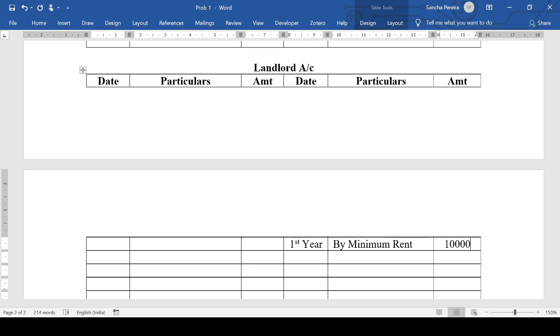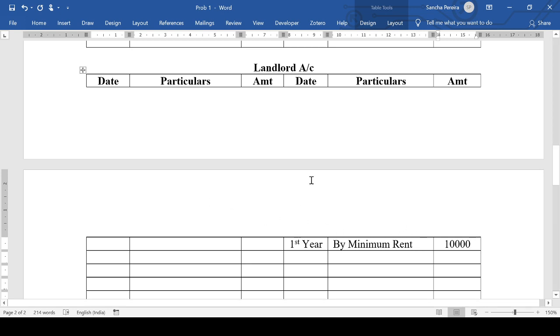With minimum rent, there are two entries. Without minimum rent, it's just one. Those two entries which I was explaining yesterday, the bifurcation. What's the second one? What is the second entry? What's the next entry?